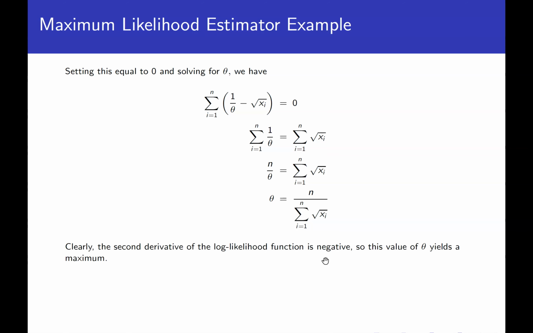This will be your maximum likelihood estimator because we can check that the second derivative is negative. Again, pretty easy. We're differentiating again with respect to theta. The square root of the x sub i goes away. There's no thetas. This becomes negative 1 over theta squared. Clearly, it's going to be negative in this case. So our maximum likelihood estimator then will be theta hat equal to n over the sum from i equals 1 to n of the square root of x sub i.